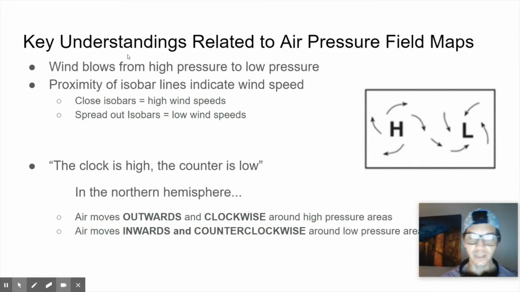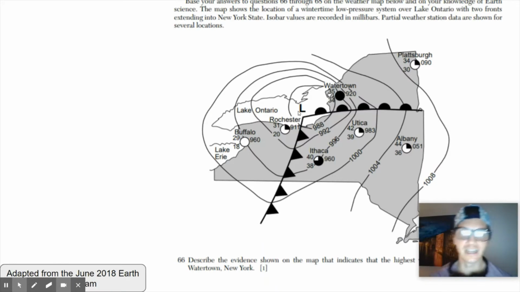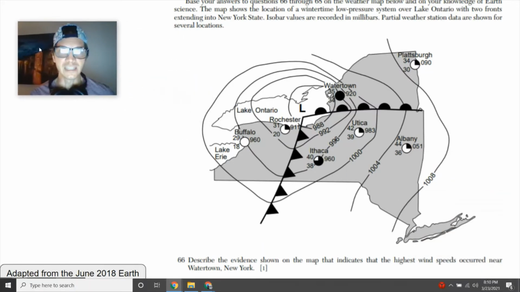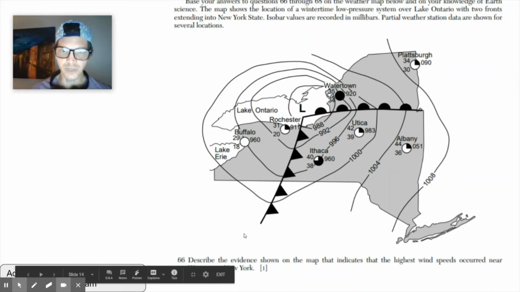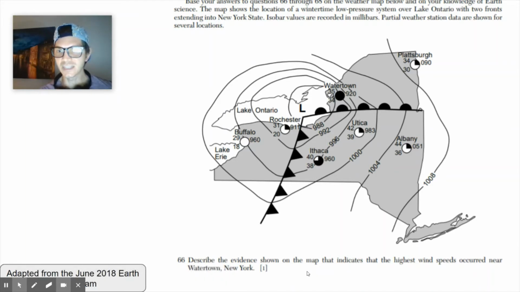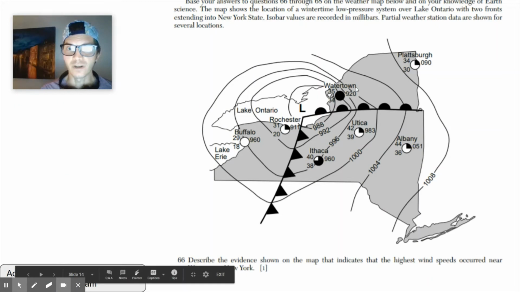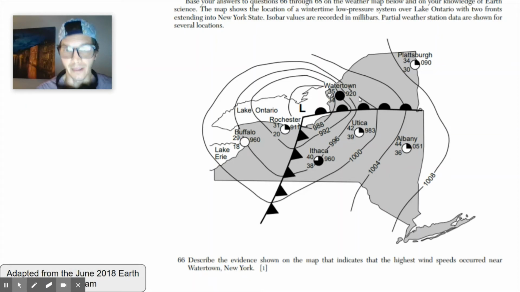So let's take a look at some Regents questions by applying these key understandings. We'll start off with a couple easy ones. We see here a field map showing some isobar lines, and question 66 from the June 2018 Regents is asking about evidence shown on the map that indicates the highest wind speeds occurring near Watertown, New York. Remember, for wind speeds, we can just take a look at the proximity of the isobars, and the evidence here that Watertown is experiencing the highest wind speeds is just that the isobars are close together.